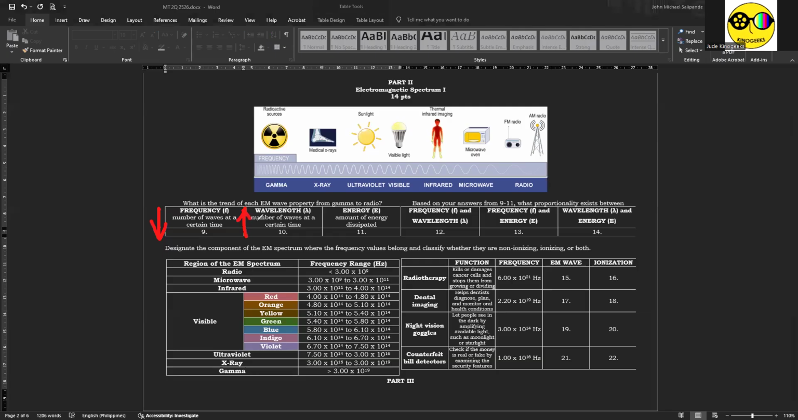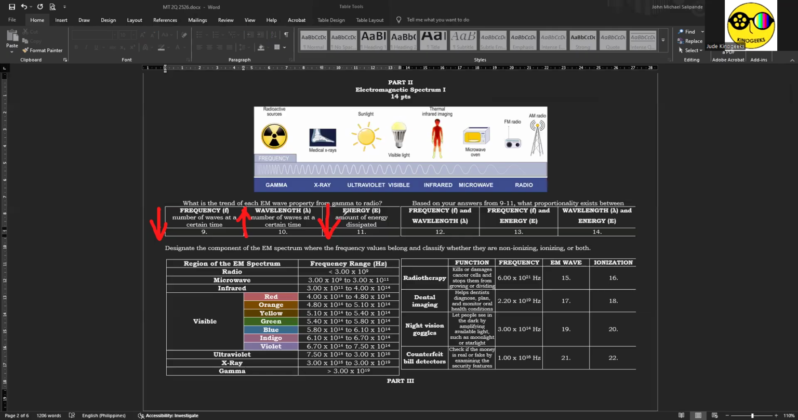For energy, which is the amount of radiation dissipated, gamma is considered the most dangerous because it is the most penetrative out of the electromagnetic radiation, while radio is considered the safest. So gamma, being the most dangerous, has the highest energy, and you end up with radio that has the lowest energy. That's why the trend from gamma to radio for energy decreases.